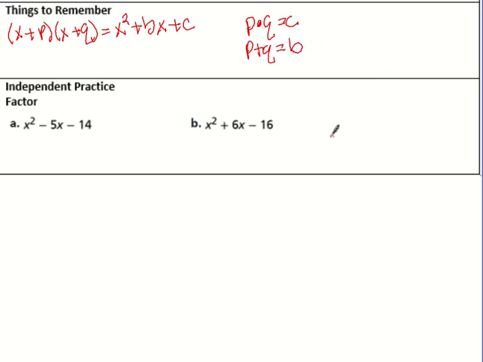Here's your independent practice. You've got 2 problems to factor. Don't forget these negatives. They're super, super important.